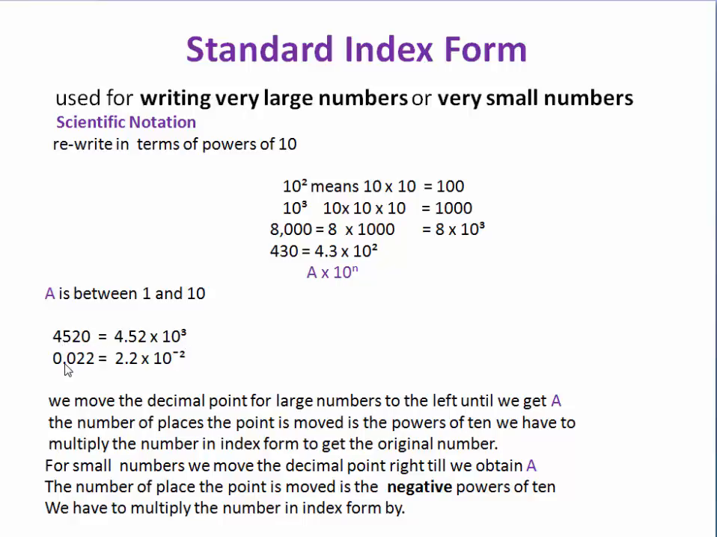Let's try a very small number, so 0.022. Again, our decimal point, according to this rule, has to be between the 2 and the 2, so 2.2. So how many places do we move the decimal point to get back to our non-standard index form? We have to move it 1, 2 places. So in this case, it's minus 2: 2.2 times 10 to the minus 2.